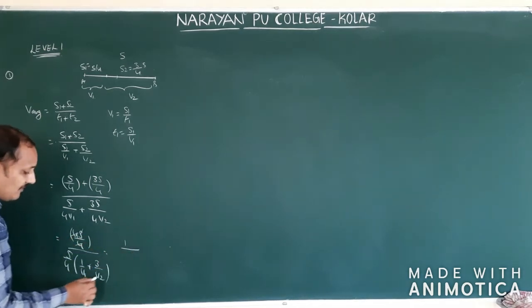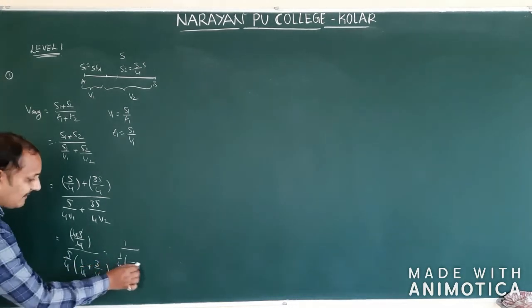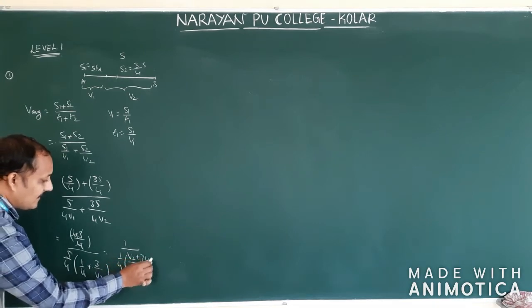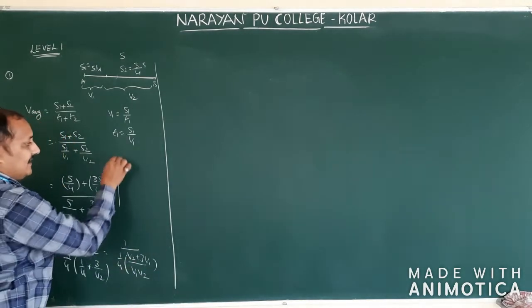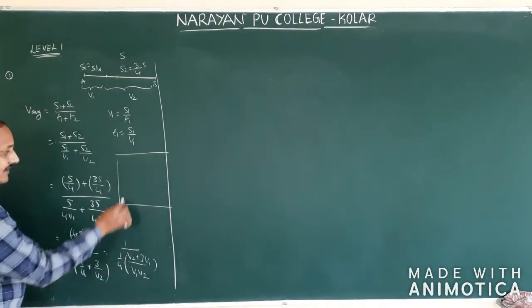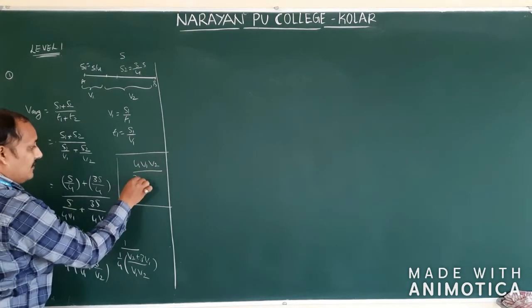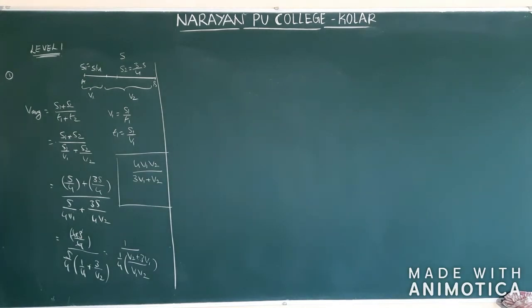In the numerator, what is there now? 1. What is the LCM here? I am writing this 1 by 4 here only. v1 v2, so v2 plus 3 v1. Therefore, final answer, how much will we get? 4 v1 v2 by 3 v1 plus v2. That is the final answer, 4 v1 v2 by 3 v1 plus v2. So which is the correct option? Option 2.